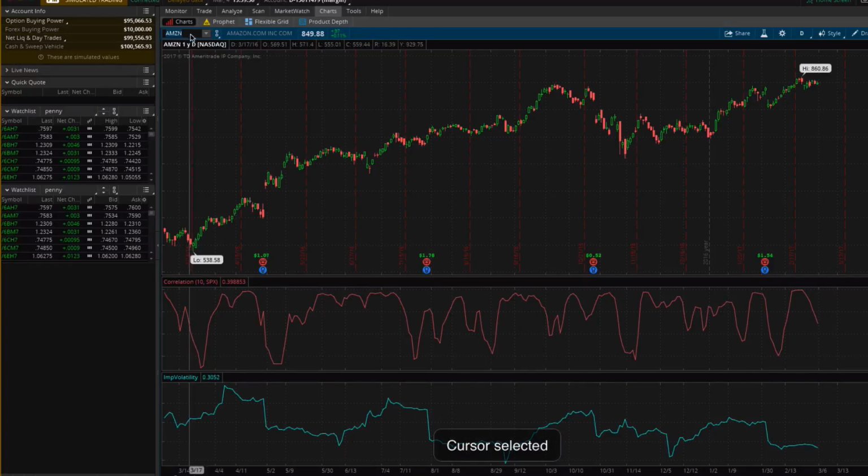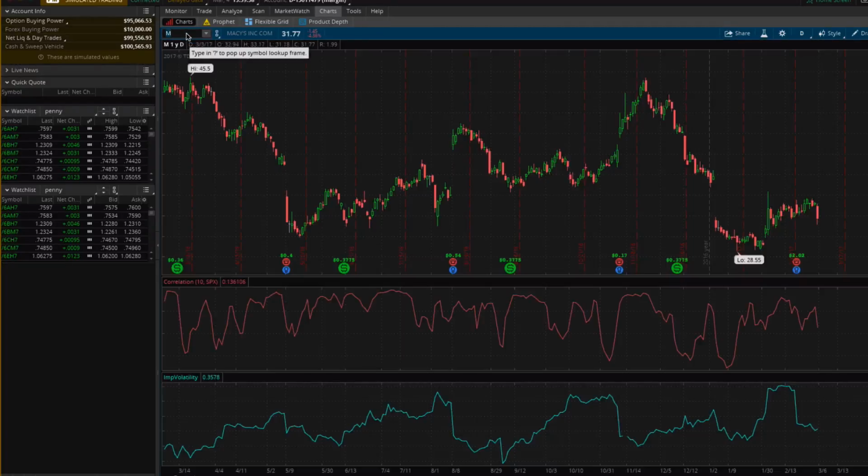Let's look at Macy's, because Macy's was tough on me recently. Here we go. Look at this drop here in Macy's. Big old drop. And look at that spike in implied volatility. That is a put selling situation right there.